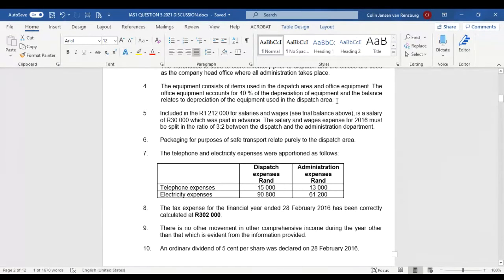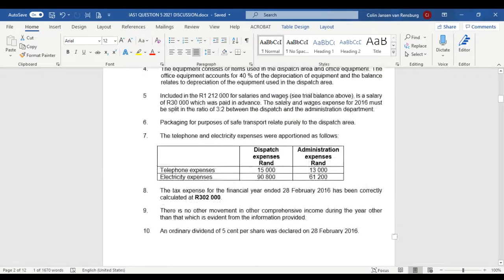Now, as we know, the dispatch area has to do with your distribution, right? So that paragraph is simply there to give you an indication how the accountant and the financial director have predetermined how to allocate your expenses to certain cost functions. But we are going to do that soon. Okay, so where were we?